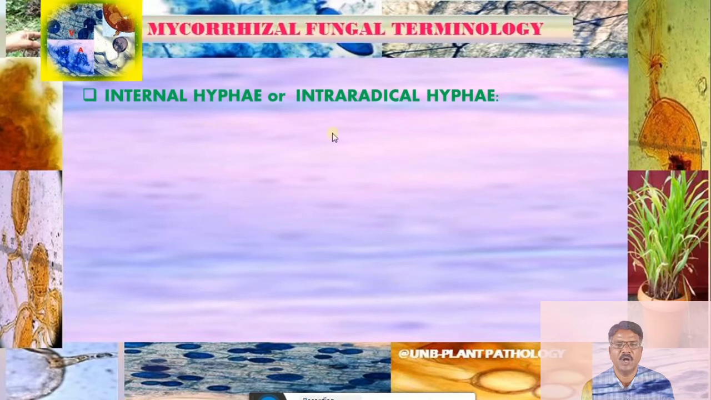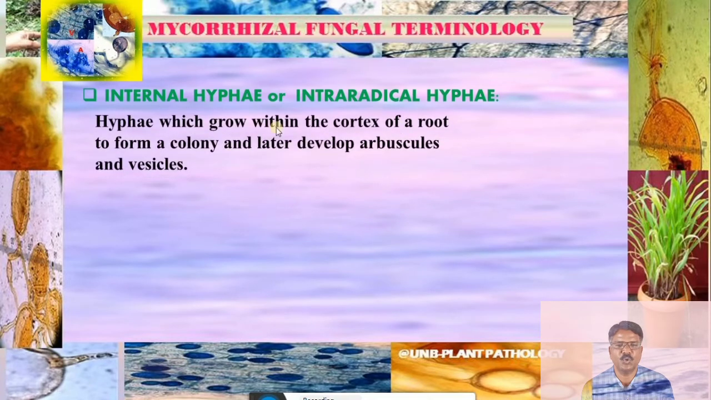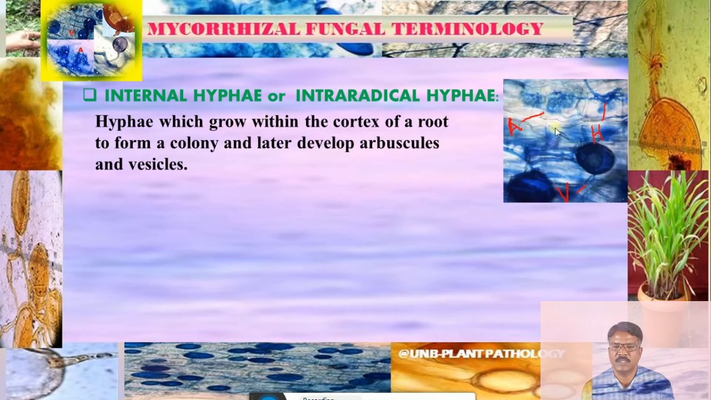Then internal hyphae or intraradical hyphae are hyphae which grow within the cortex of a root to form a colony and later develop arbuscules and vesicles. So these are arbuscules forming internally, along with the hyphal colonization and the vesicles. Arbuscules, vesicles and hyphae all form in one colonization, and this phenomenon is called internal hyphae or intraradical hyphae.